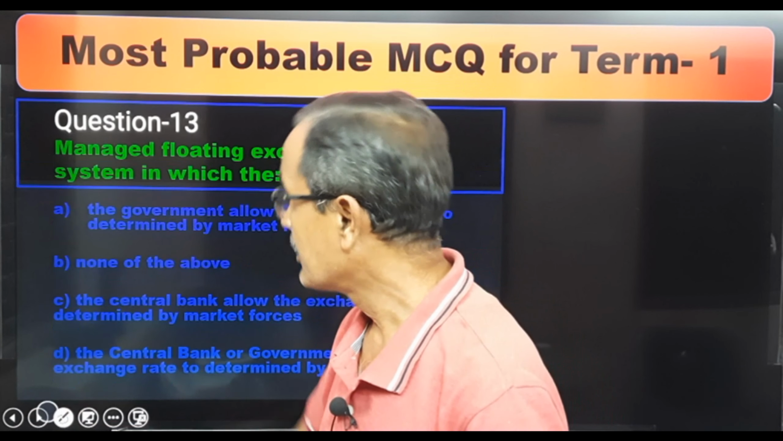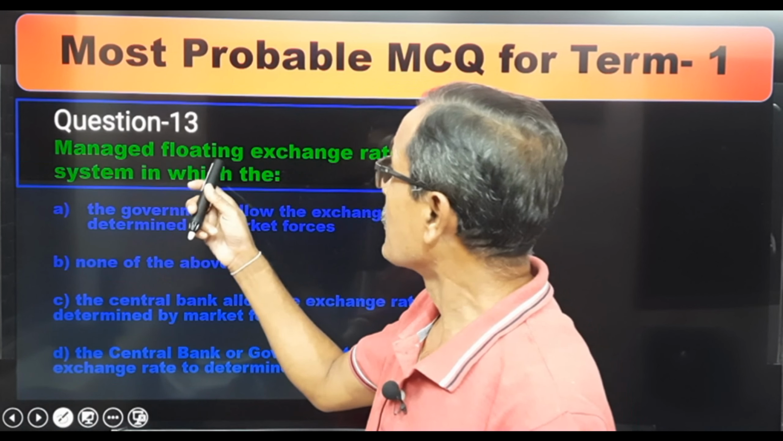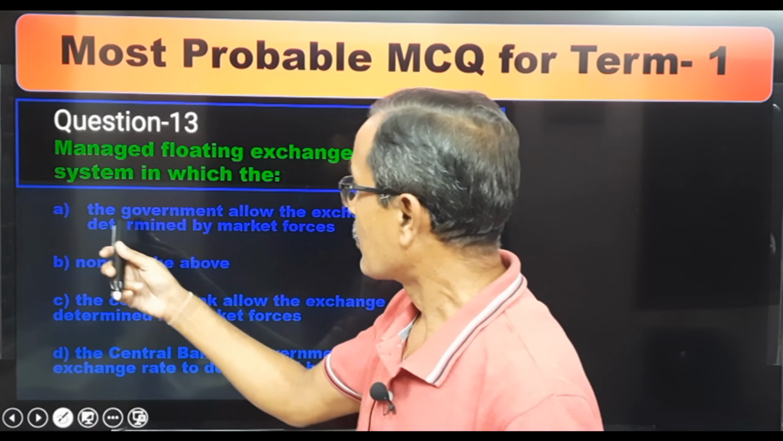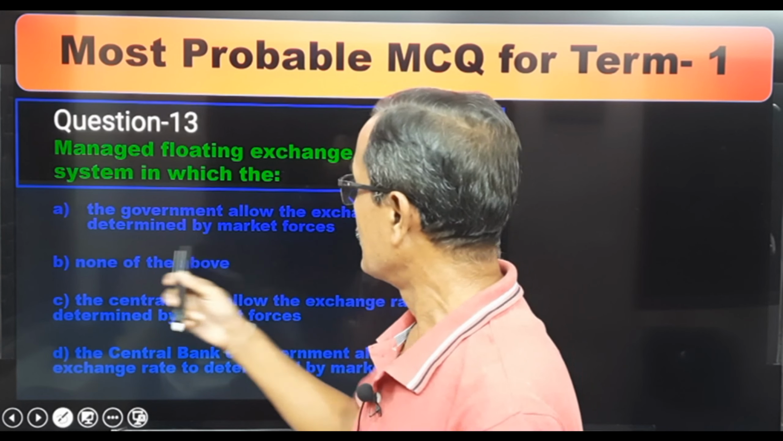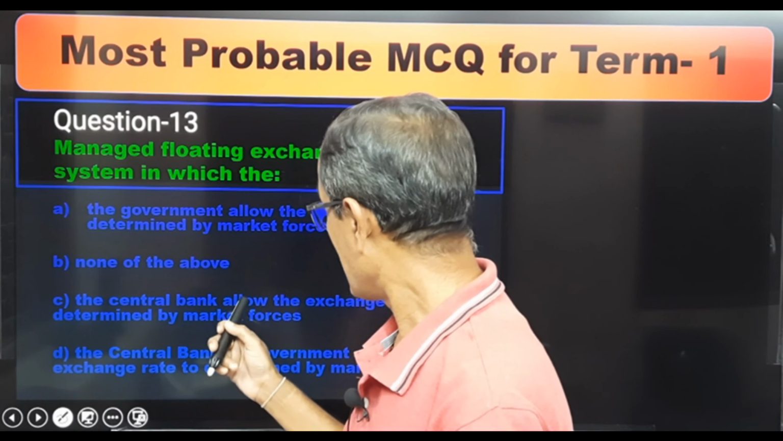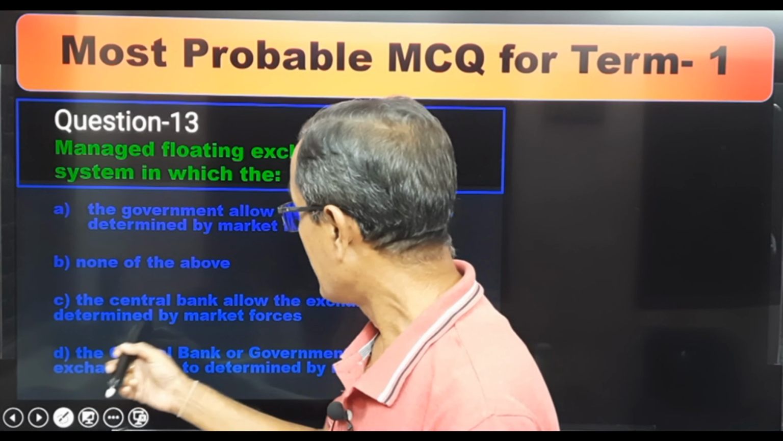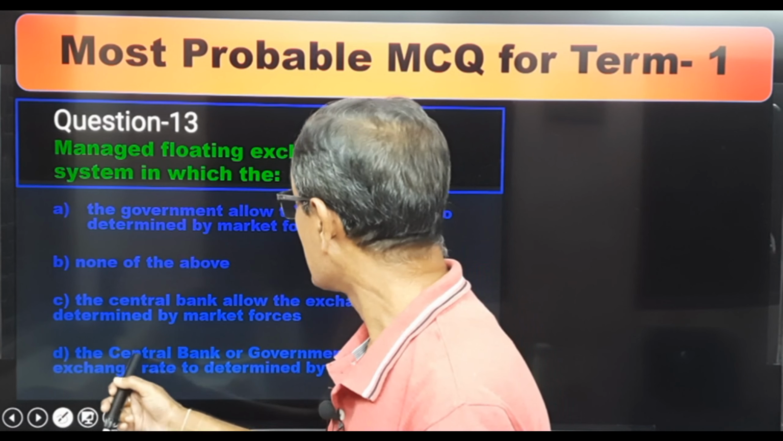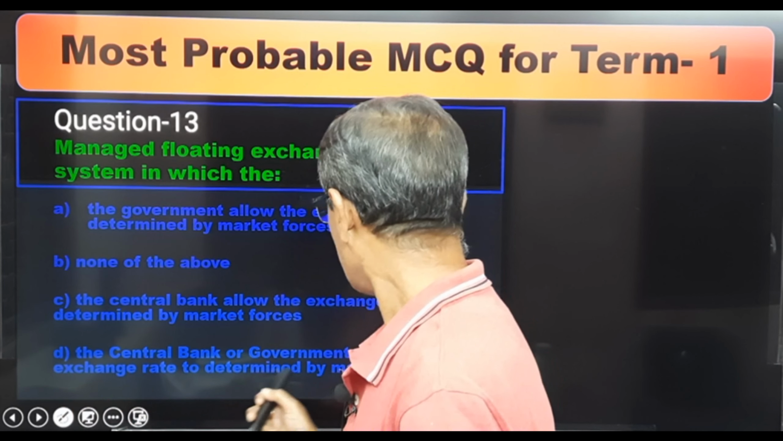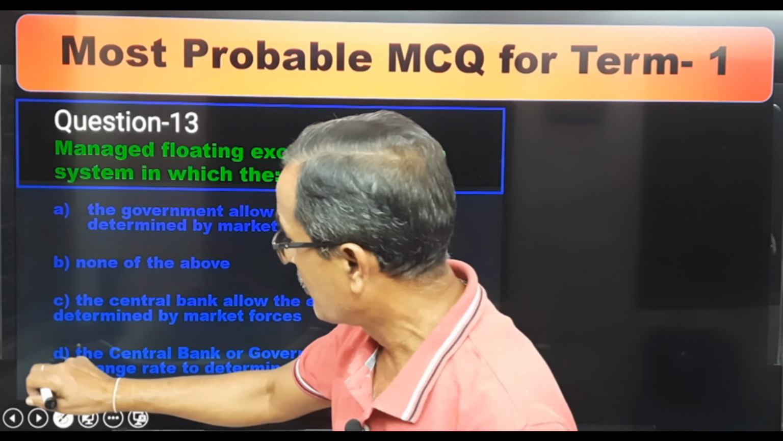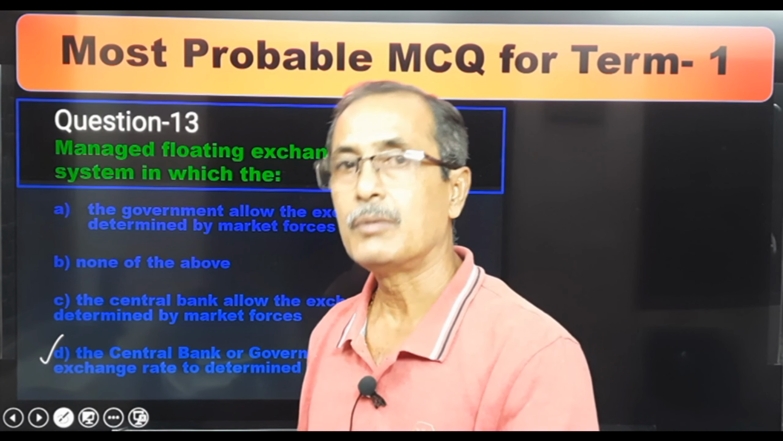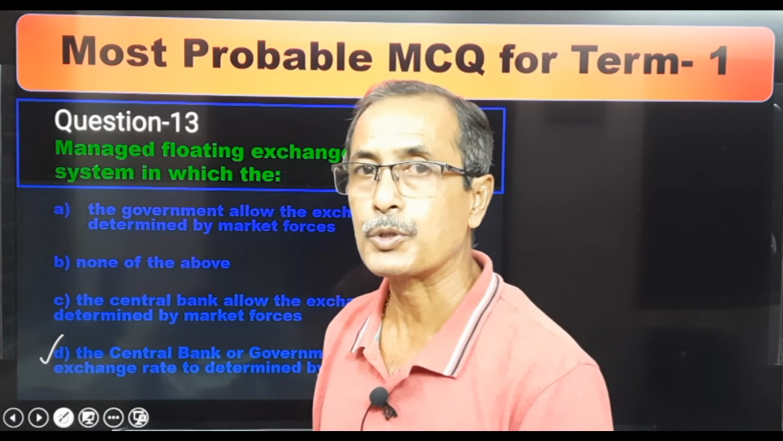Okay. Next question 13. Managed floating exchange rate is a system in which the government allows the exchange rate to be determined by market forces. None of the above. The central bank allows the exchange rate to be determined by the market forces. Next, the central bank or government allows the exchange rate to be determined by the market rate. The correct option will be D. Here both the central government and central banks are involved, okay, in case of managed floating.